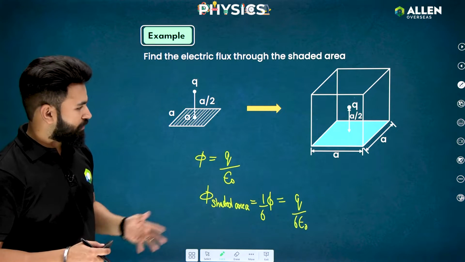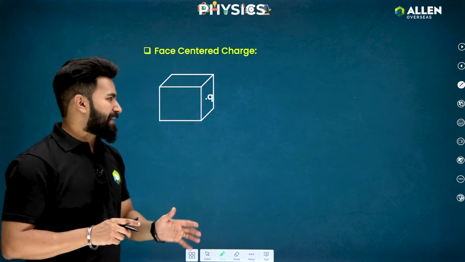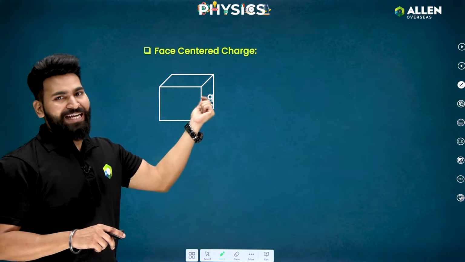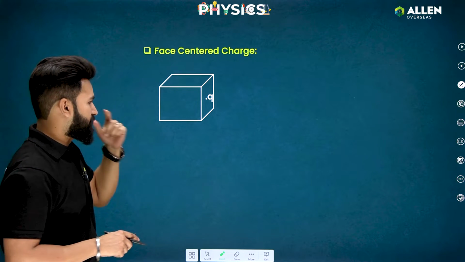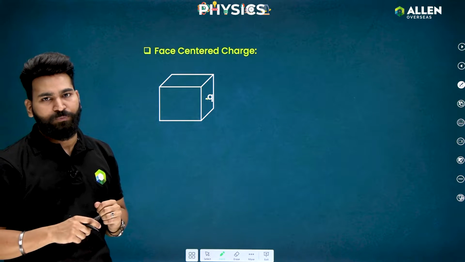I hope you got it. Moving on, let's see the face centered charge. That means the charge is on the face, at the center of one of the faces. Okay, so let's say this is the face, and at the center of which we have this charge Q.